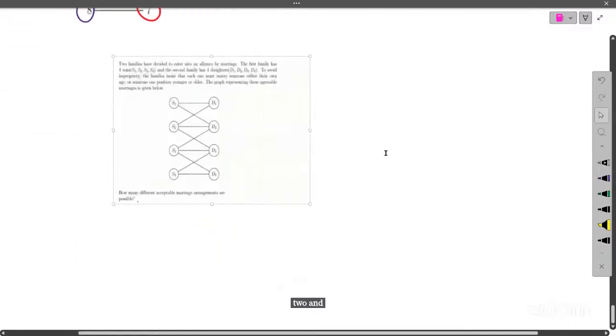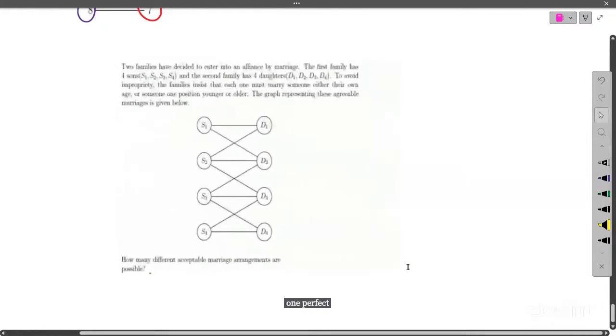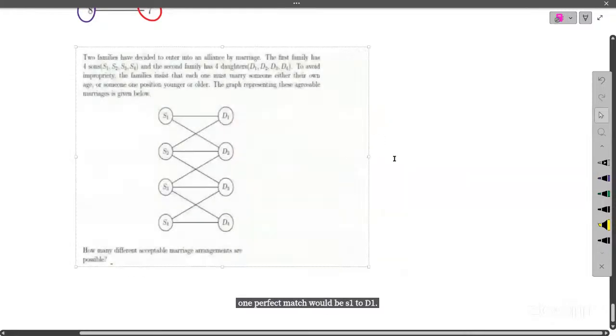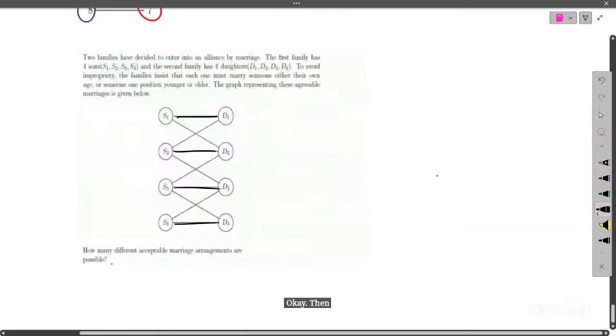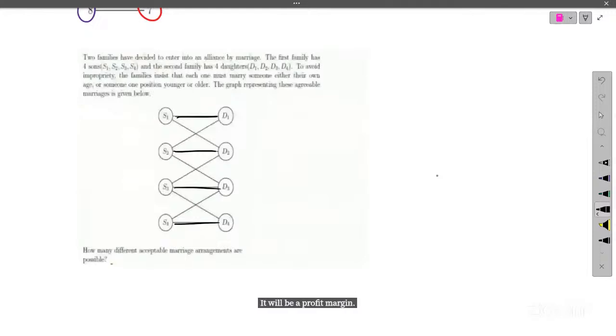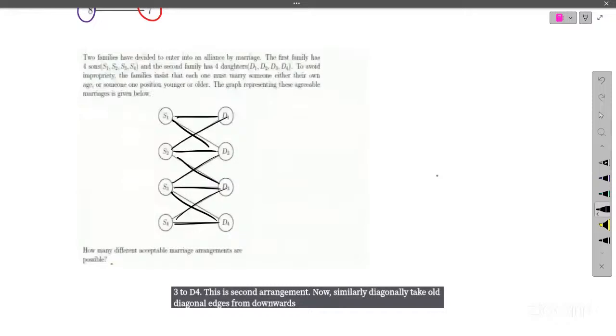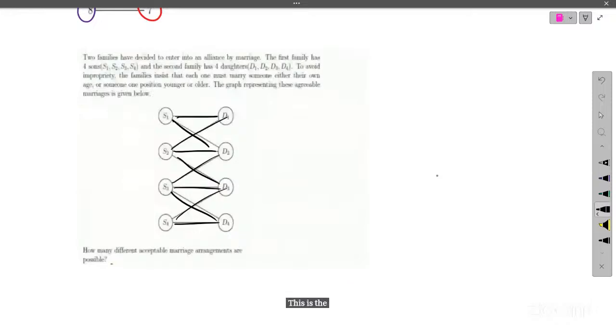See, one perfect match would be S1 to D1, S2 to D2. This is a perfect match, which is kind of obvious here because we can take the straight lines. Then the other arrangement would be S1 to D2, S2 to D3, S3 to D4. This is the second arrangement. Now similarly, take all diagonal edges from downwards. This is the third arrangement. The fourth arrangement would be if S1 marries D1 and S2 to D3 and S3 to D4, like one straight and two diagonals.